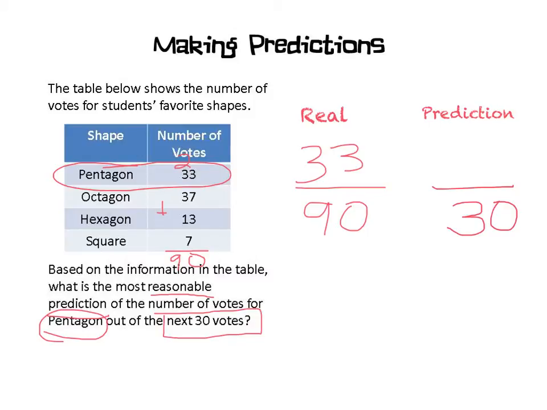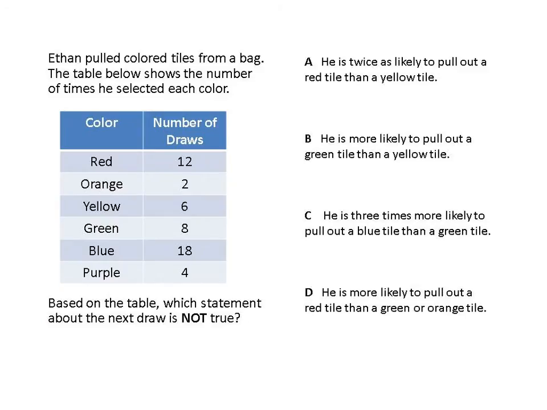Well, 90 divided by 3 is 30. So I'm going to need to divide my numerator by 3 as well. 33 divided by 3 is 11. So a reasonable prediction is that there will be 11 votes for Pentagon out of the next 30. Now let's go ahead and look at another problem that is similar but is different as well.